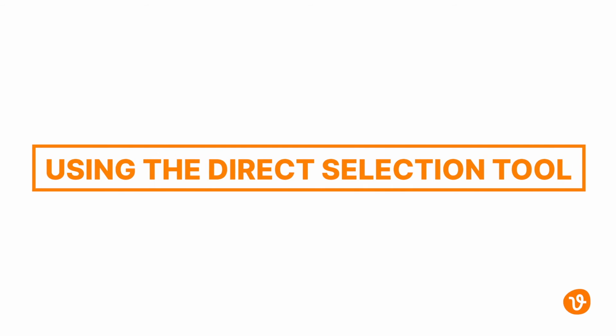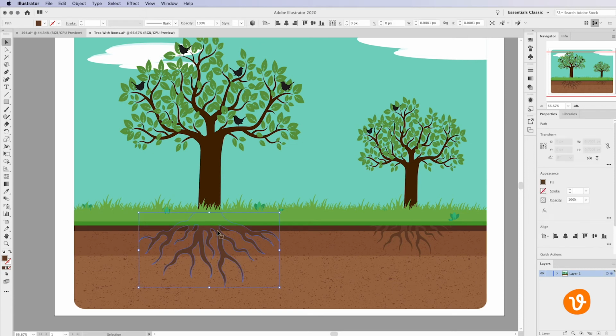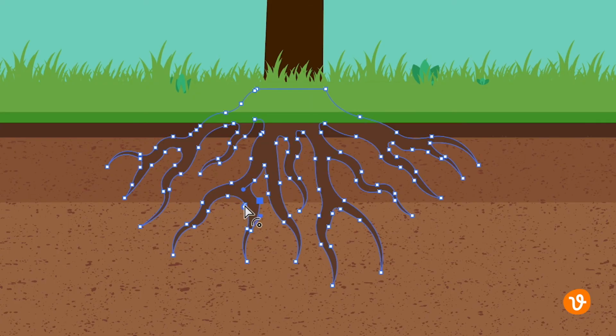Number 4. Using the Direct Selection Tool. The Selection Tool, or the black arrow, allows you to choose objects and groups. But the Direct Selection Tool, or the white arrow in Illustrator and the Node Tool in Inkscape, allows you to select individual anchor points or path segments by clicking on them.